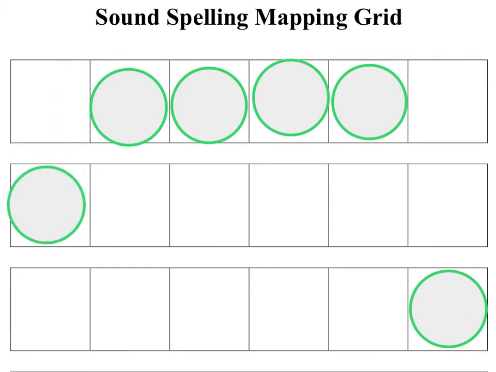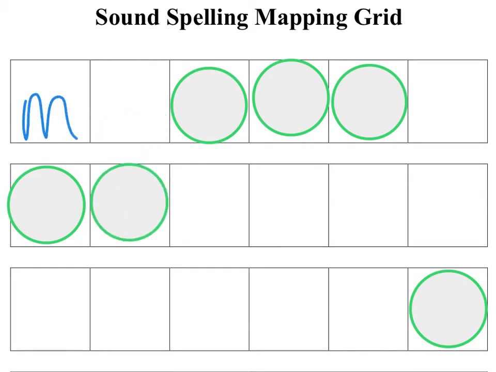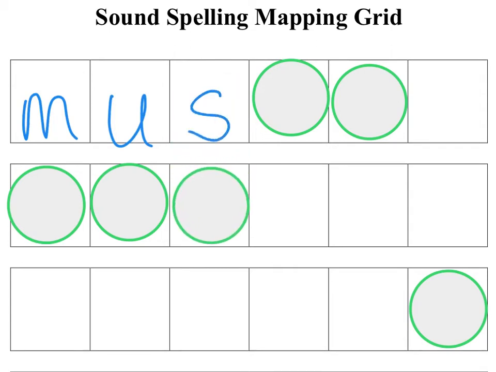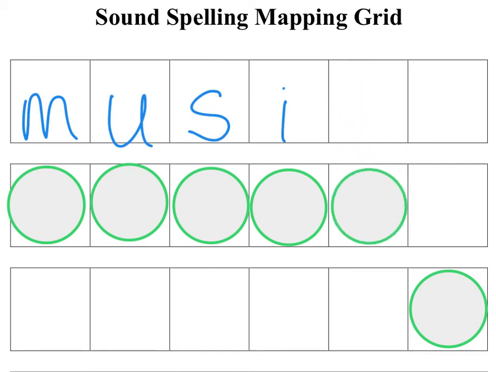What letter makes M? M. My next one, U. What letter makes this U sound? U, because it says its name. S. I know this one is S. I. I is I, and K. And this one, I know there's a couple of letters it could be, but I know it is C.